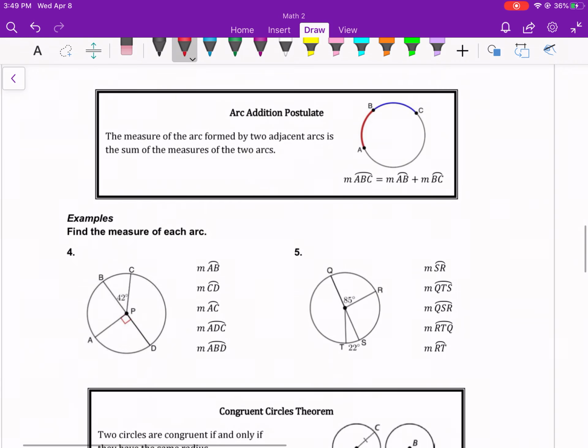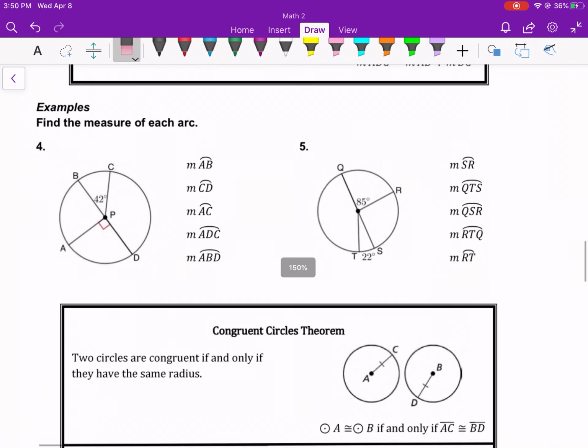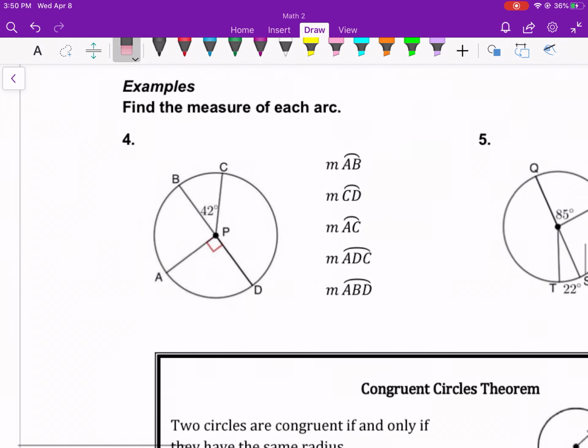Before we use that information, I forgot about the arc addition postulate. That just means if you know the measures of two arcs, but you want to find the measure of the bigger arc that includes both of them, you just add them together. So like if this were 30 degrees and this were 40 degrees, then the measure of arc ABC would be 30 plus 40, which is 70. So that's all that's saying. It's pretty easy. So let's go ahead, go to example 4 first.